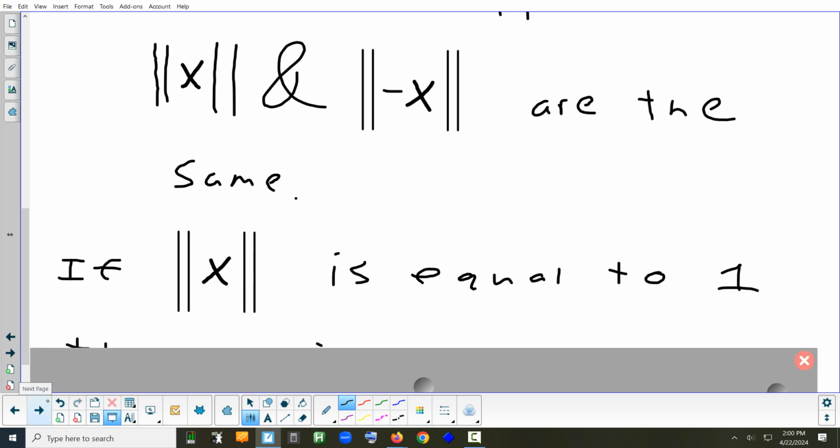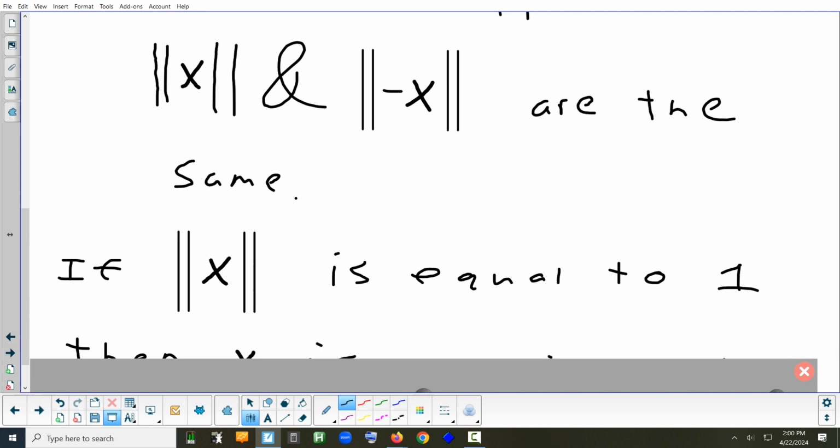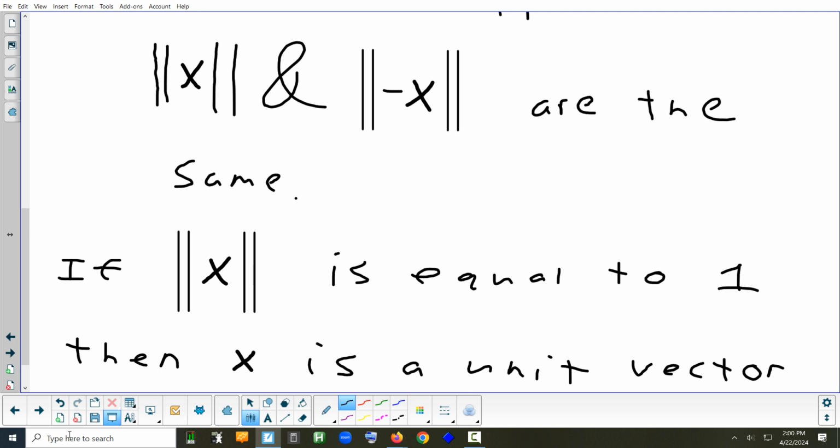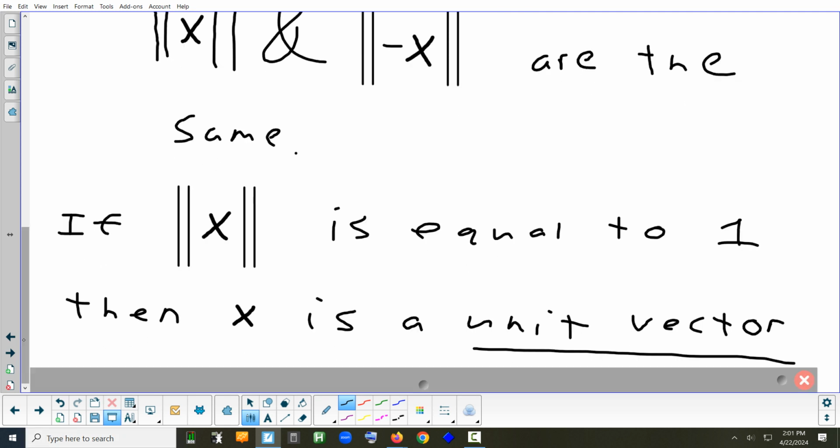Now, if the magnitude comes out to exactly 1, there's a name for that. Does anyone remember when we talked about circles? We did a lot with a circle that had a radius of 1, and we called it a blank circle. Unit circle. We called it a unit circle. When you have a vector that's exactly 1 unit, that's called a unit vector. And we're going to talk more about unit vectors, maybe a little bit today, definitely more tomorrow. A unit vector is just a vector with a length of 1.